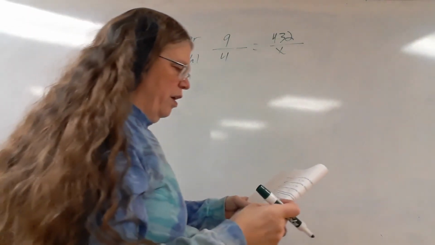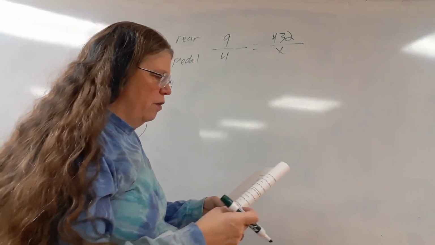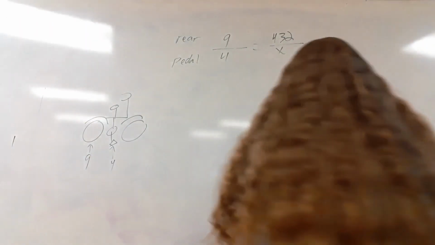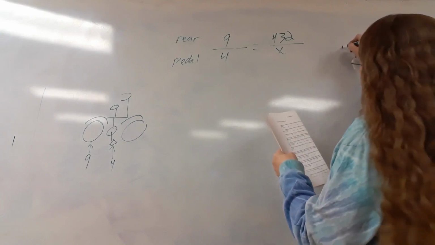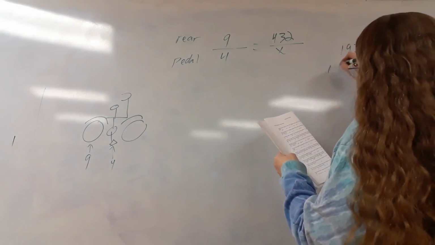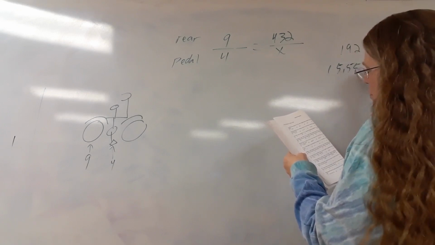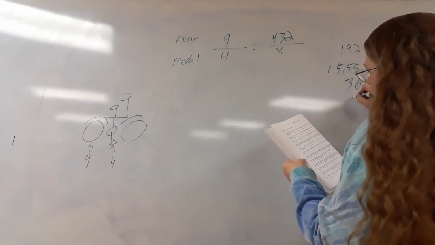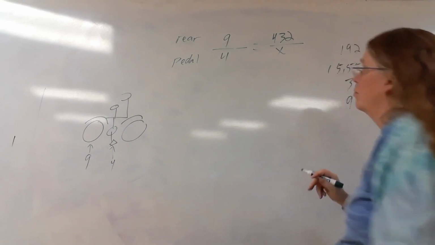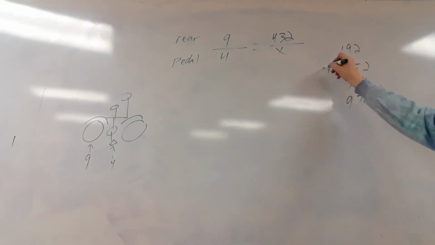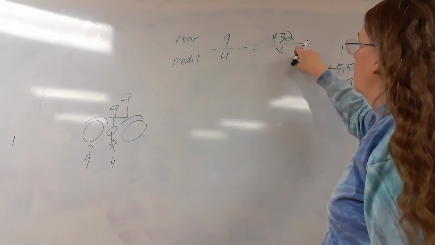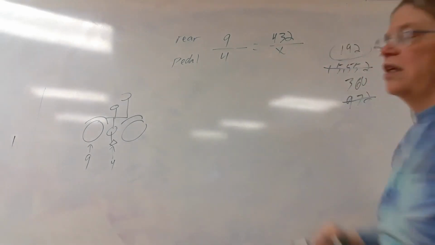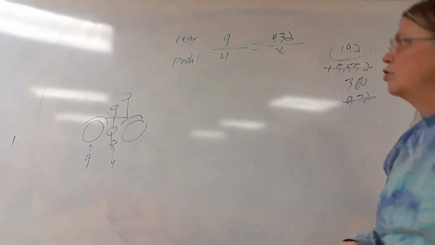If you are in a hurry, you look at the answers, and they are 192, 15,552, 360, and 972. Okay, this one is right out. It's way too high. This one's too high as well because we're going to be cutting it almost in half. So I'm guessing the 192. Let's see if that's true.